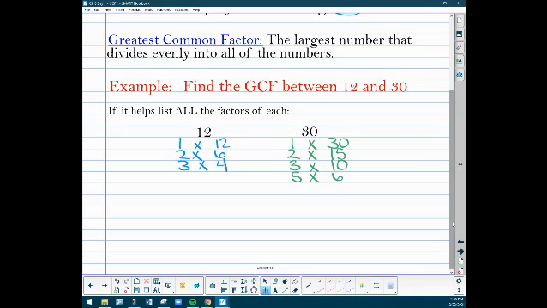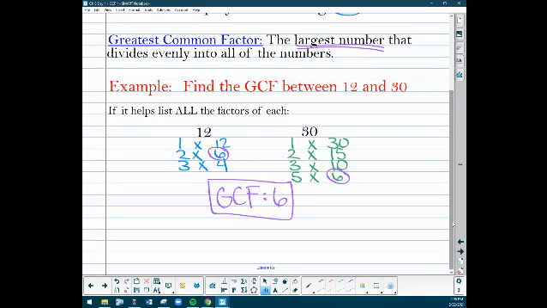So I think about all of the factors of each, and then the GCF is the largest number. I look at all of the lists. What's the biggest number that goes into both of these? I see 6 and 6. The only bigger number is 12, and 12 doesn't go into 30. So the GCF of these two is 6.